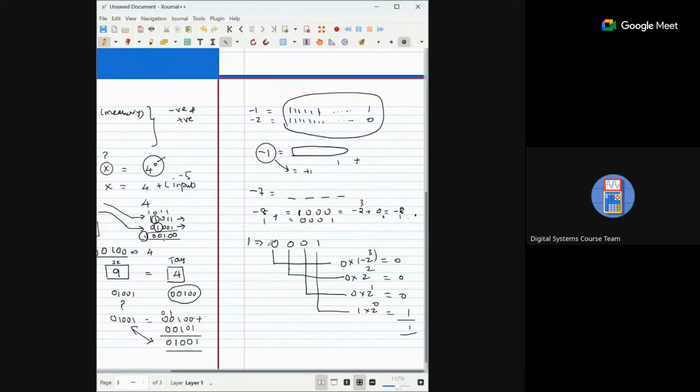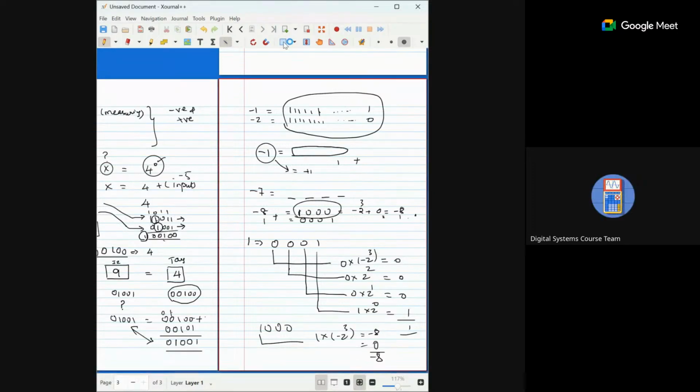When I repeat the same operation for the above case of 1000, you will get -8. 1000 is equal to 1 into -2 power 3, which gives -8. The remaining things are zeros; 0 into anything gives 0 only. That's why I simply mark it as 0. You have to do the same kind of process. So finally, I'm getting -8. Is it okay? Yes, sir.